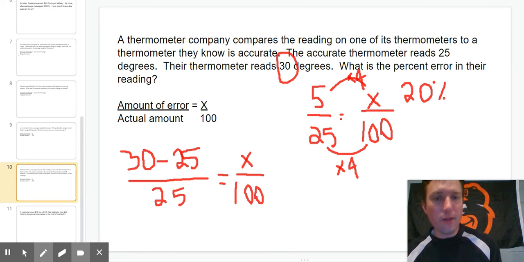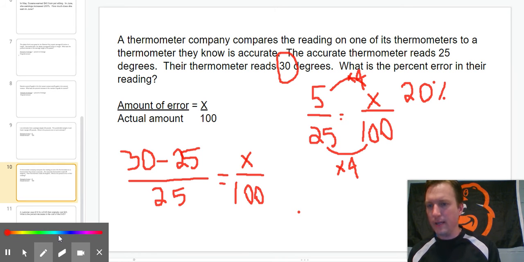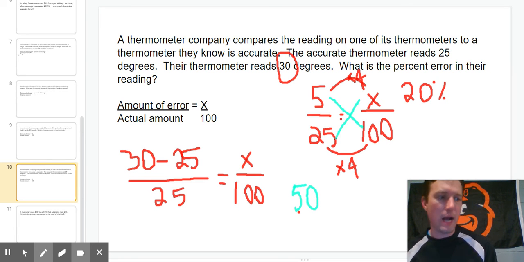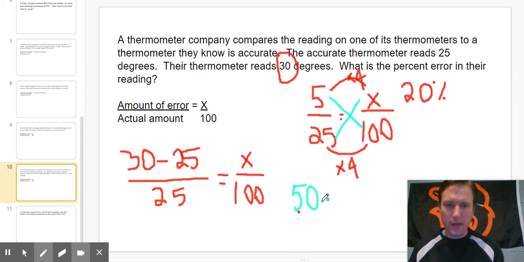Now, we can do this another way. We can also do cross multiplying. So I'm going to change my color a little bit, get real fancy on us, and do my cross products. That would be 5 times 100, so that's going to be 500. And then I multiply my other two, a number and a variable this time, 25 times x. So I have 500 equals 25x.